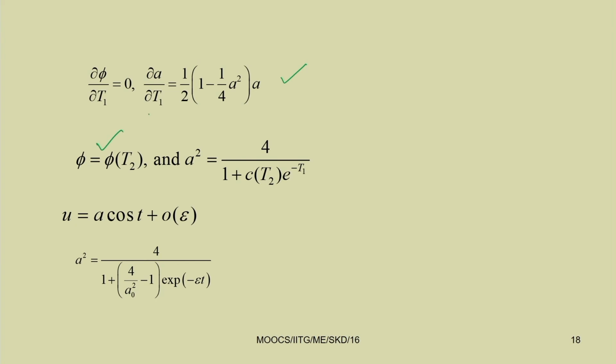Similarly, from the second equation, we can take this dA by this whole term will be equal to dt1, and by integrating that, we can get a² equal to 4 by 1 plus c t2 e to the power minus t1. Now, we can substitute u equal to a cos t, where this a can be written using this expression. From this, one can plot the response with respect to time. Here you just see a is not a constant, but a is a function of time.